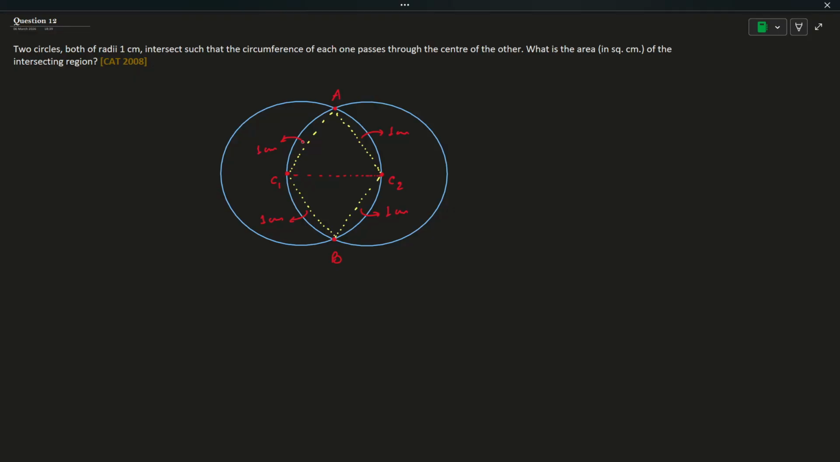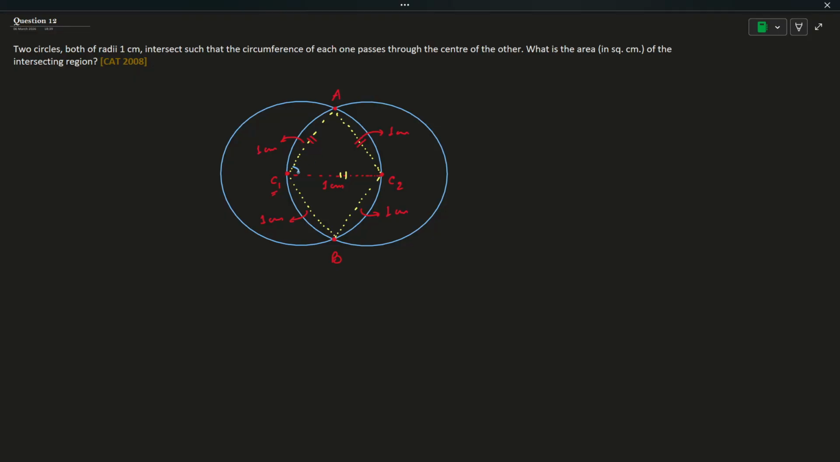Why, guys? See, if I consider the circle whose center is C1, from C1 to C2, C2 lies on the circumference of the first circle. That means C1C2 is the radius of the first circle. Similarly, C2 is the center of the second circle and C1 lies on the circumference of the second circle. That means C2C1 is also the radius of the second circle, and the radius of both circles is 1 centimeter. That means C1C2 is also 1 centimeter, right? That means this is an equilateral triangle. This side is 1 centimeter, this side is also 1 centimeter and this side is also 1 centimeter.